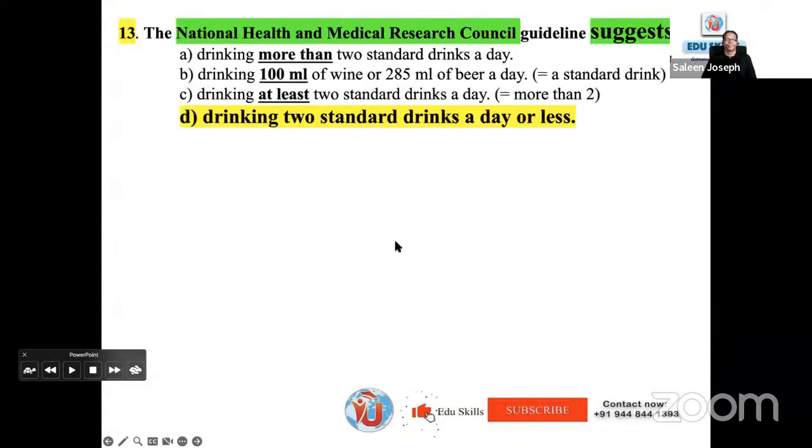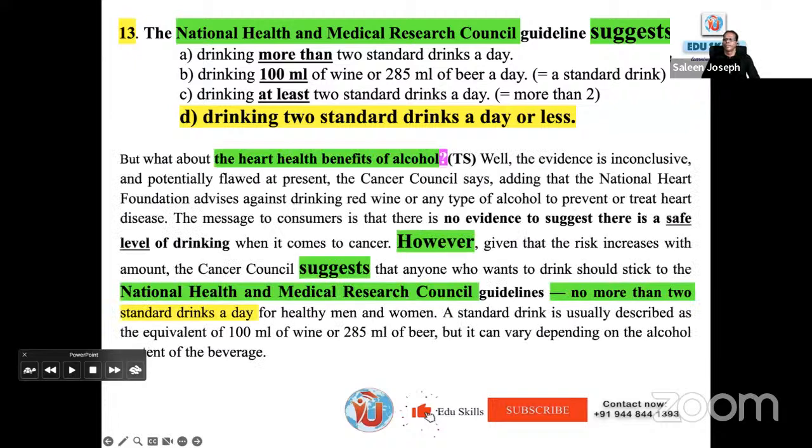This is the thing. Let's look into one more. Yes, I think Saleen can read this. Yes, sir.